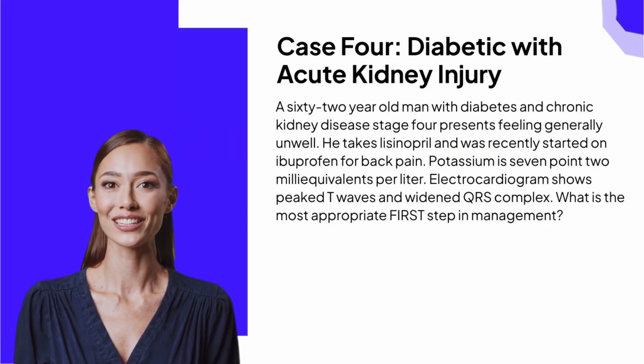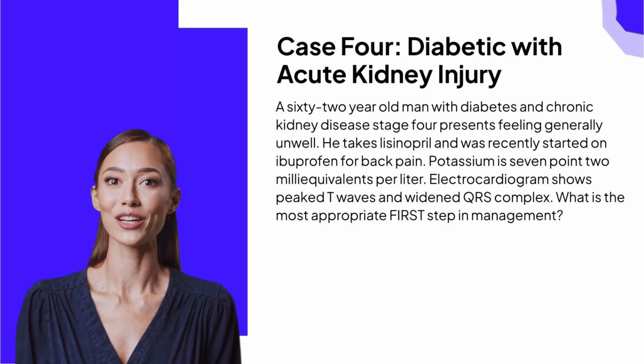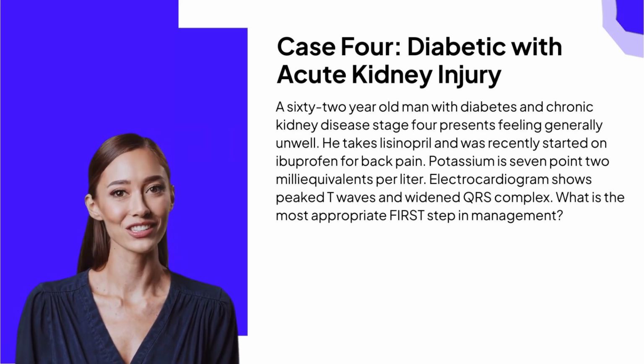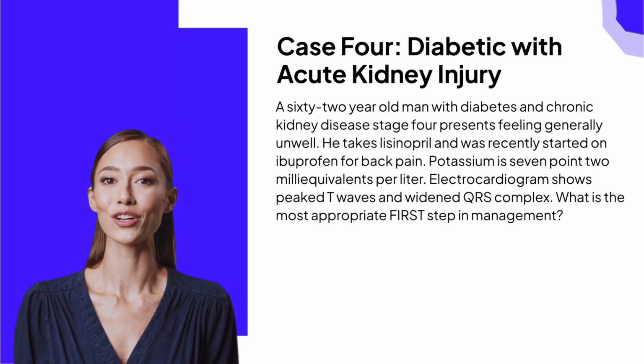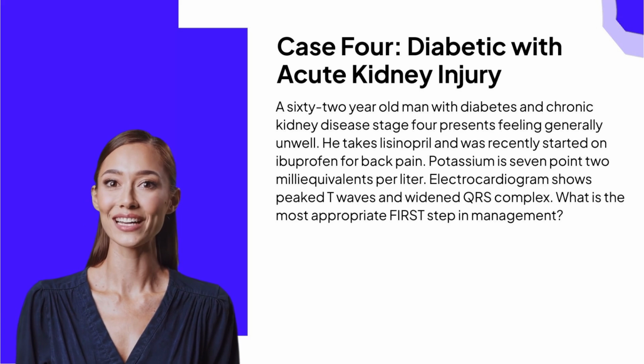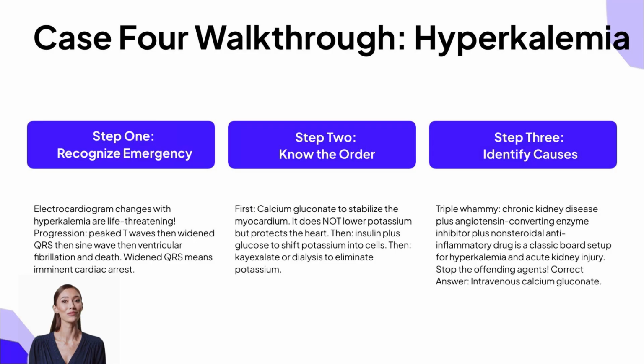Case 4. A 62-year-old diabetic with chronic kidney disease stage 4 presents feeling unwell. He takes lisinopril and recently started ibuprofen for back pain. Potassium is 7.2. Electrocardiogram shows peaked T waves and widened QRS. What is your first step? This hyperkalemia case is an emergency.